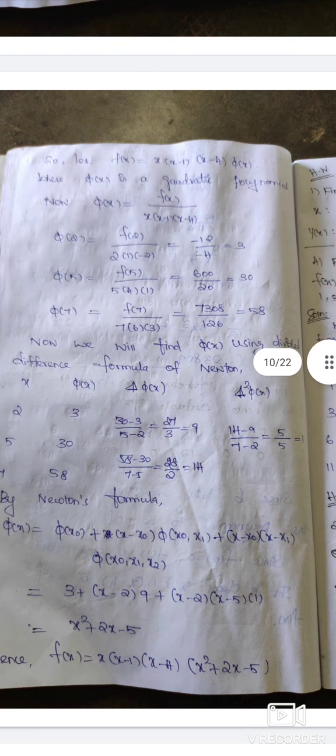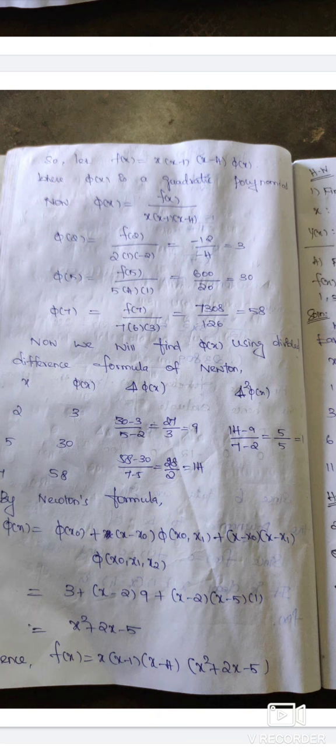So we apply x is equal to 2. We get pi of 2 is equal to f of 2 divided by 2 into 2 minus 1 into 2 minus 4, so we get minus 12 divided by minus 4 is equal to 3. And pi of 5 is equal to f of 5 divided by 5 into 4 into 1. So we get 600 divided by 20, 30. So next we apply x is equal to 7. So pi of 7 is equal to f of 7 divided by 7 into 6 into 3. So we get 7308 divided by 126 is equal to 58.